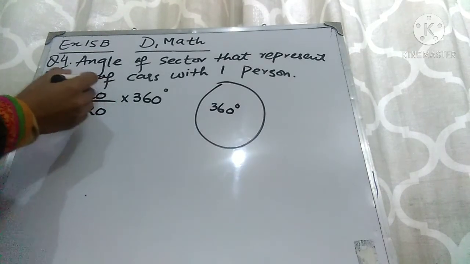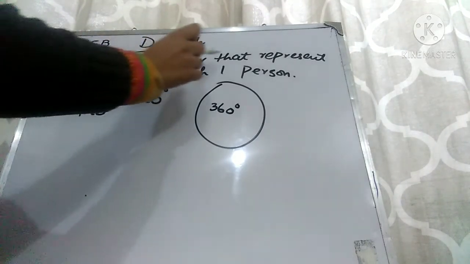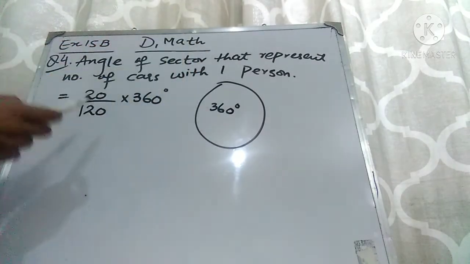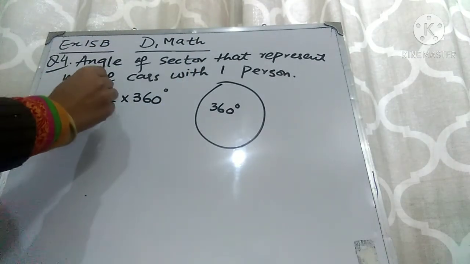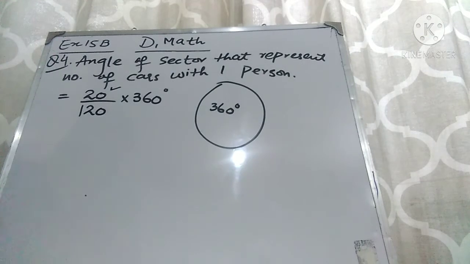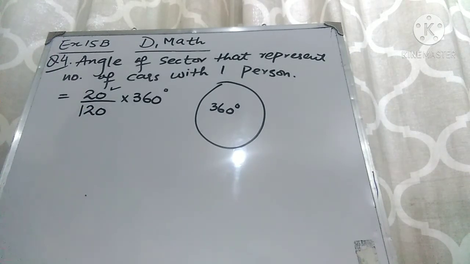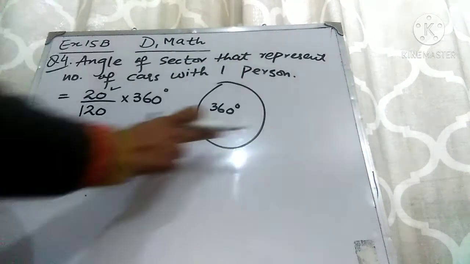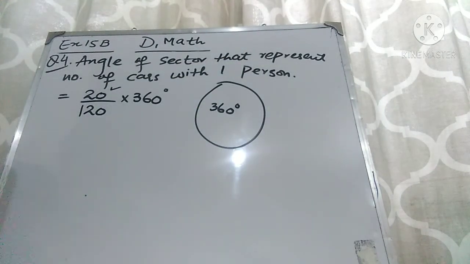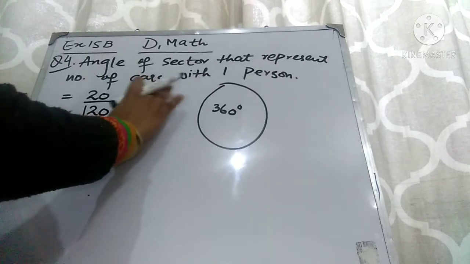So here the given number, because we are going to find out the angle of sector that represents number of cars with one person, you know that with one person the bar goes to 20. So it means that there are 20 cars, and you have to divide them by the total number of cars, which are 120, and then multiply by 360 degrees because a complete circle is equal to 360 degrees. So how would you find out?